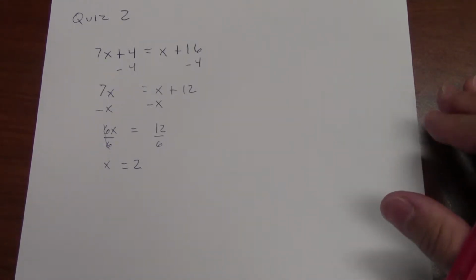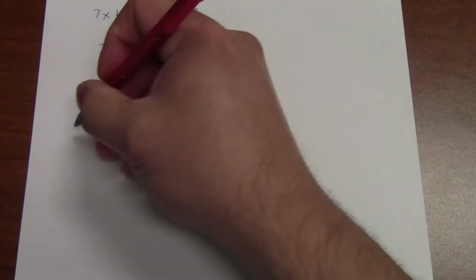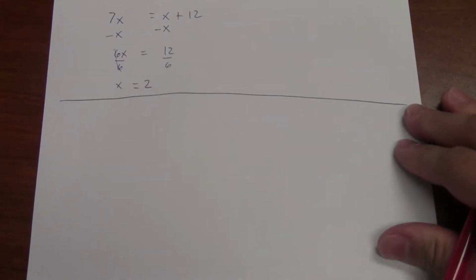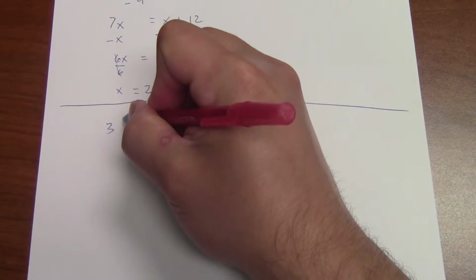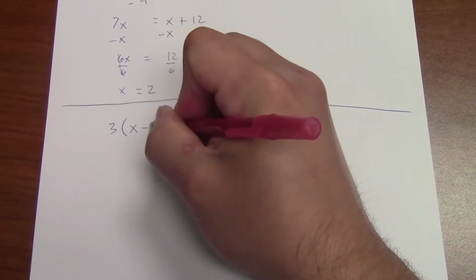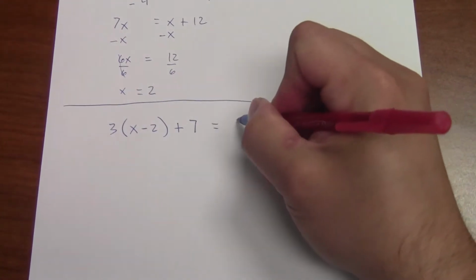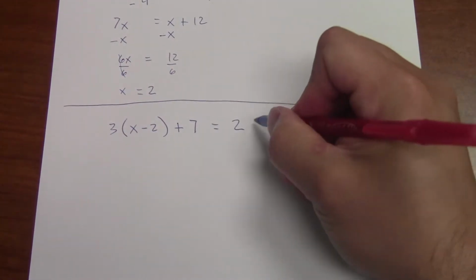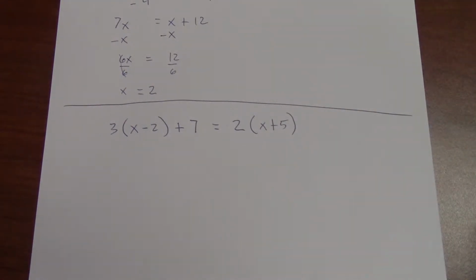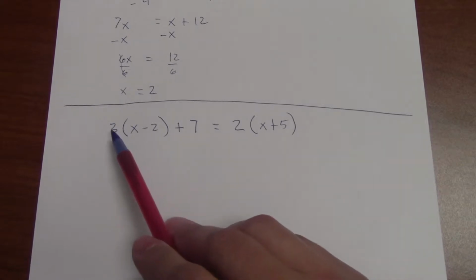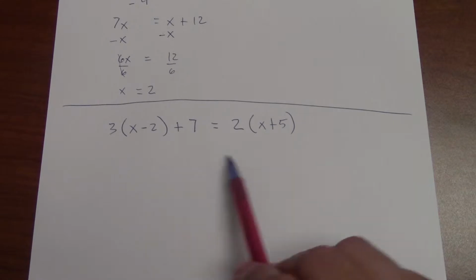All right, let's try another one. We'll do some multiplication in this one. So 3 times x minus 2, plus 7, equals 2 times x plus 5. So before we do anything, we're going to distribute the 3 into this and the 2 into this, and then we'll go from there.